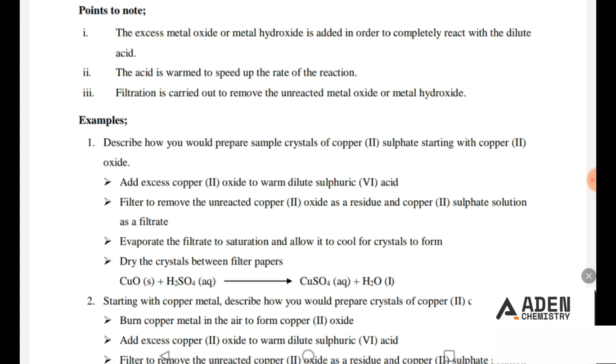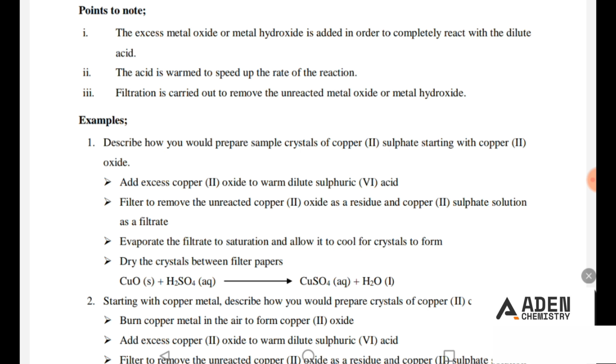That's the one that we have explained. So we can say add excess cobalto oxide to warm dilute sulfuric acid. Then next, filter to remove the unreacted cobalto oxide as a residue and cobalto sulfate solution as a filtrate. Then next, evaporate the filtrate to saturation and allow it to cool for crystals to form. We have explained the meaning of saturation in our previous class. Then lastly, you say dry the crystals between the filter papers.